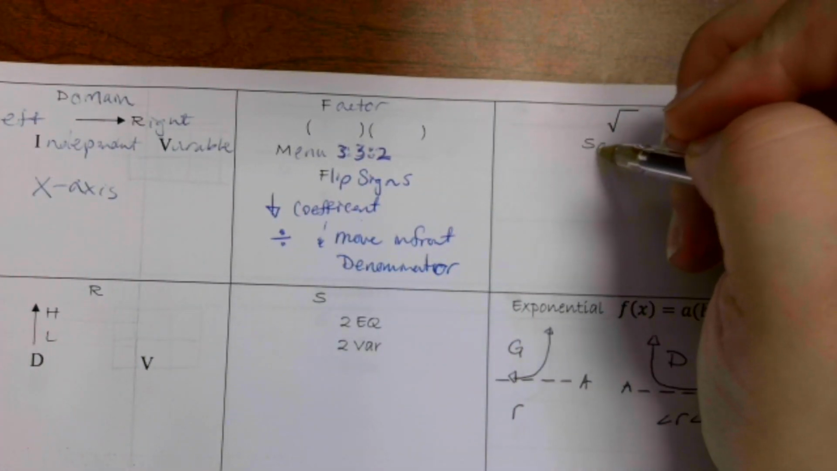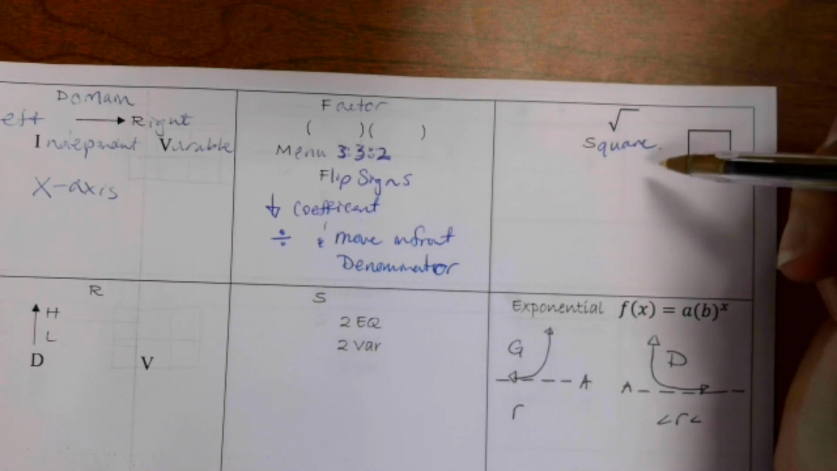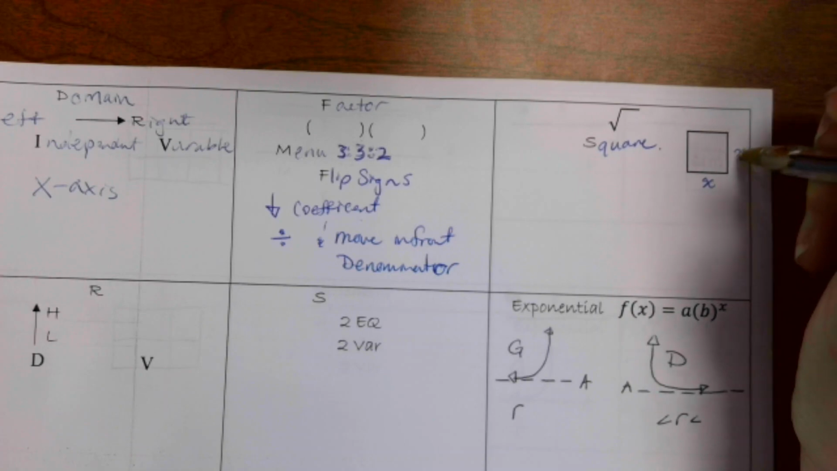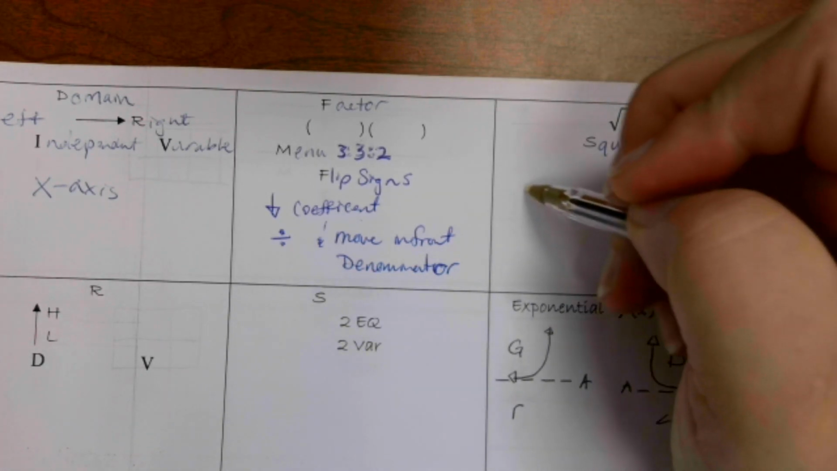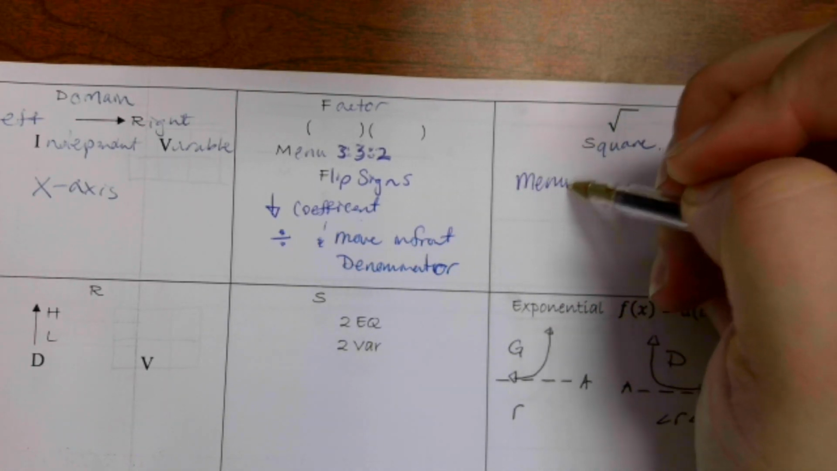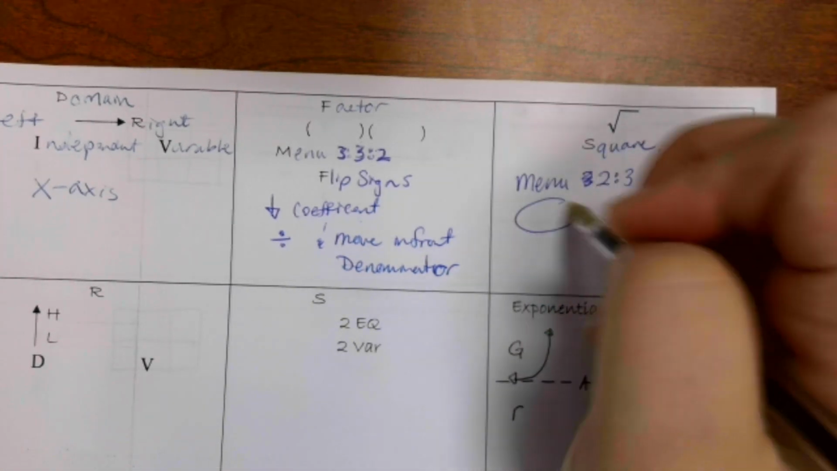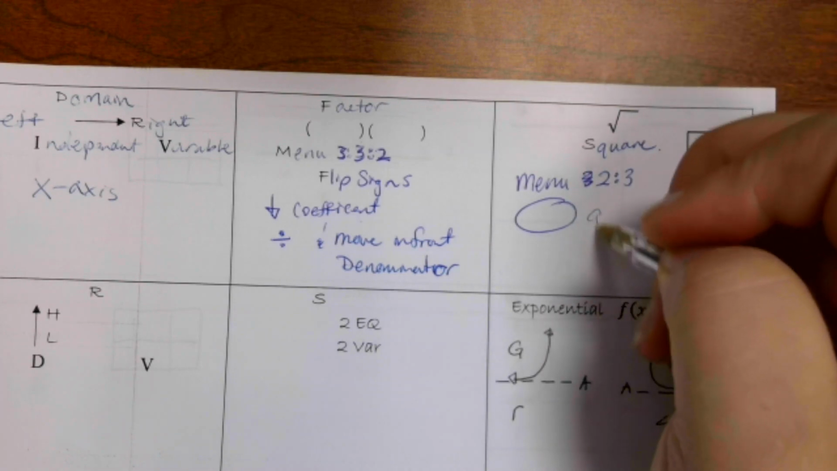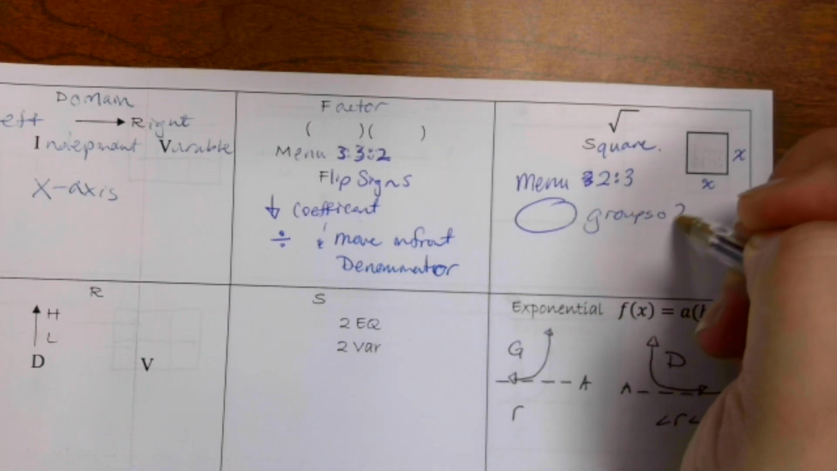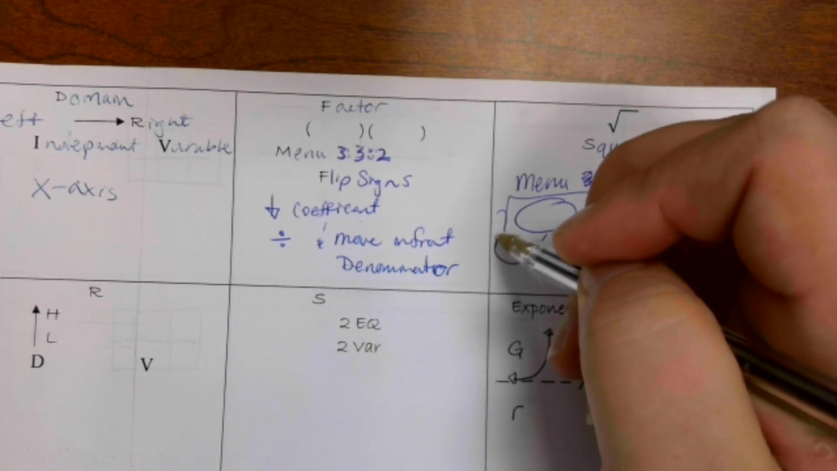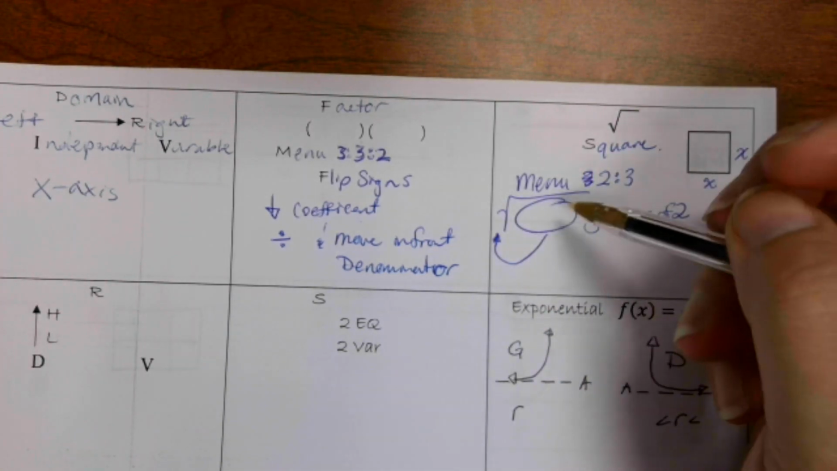This is for the square root. Anytime it says square, it gives you the area and it wants to know one of these sides. You're going to be taking the square root of the area. Remember, you're going to be using menu 2, 3. You're going to circle groups of 2. And then whatever's in the circle comes out. If it doesn't have a friend, it stays in.